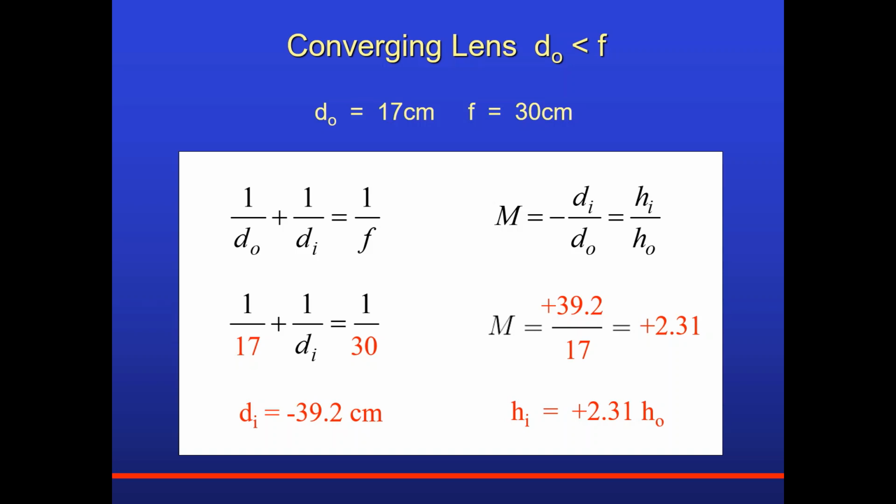Go back to the picture that preceded this. HI is bigger than HO. Say, well, I wonder if that's useful. Yes, it is. That's how a magnifying glass works. You look through it, you see something that is not inverted, but it's bigger.